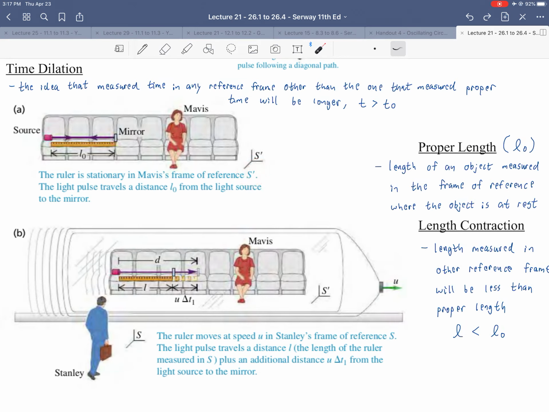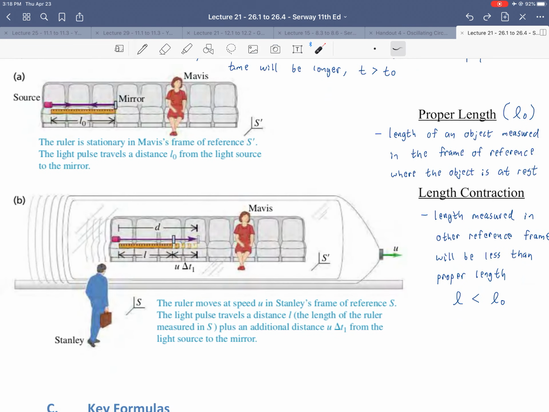The ruler is stationary in Mavis's frame of reference, S prime, that's the way we always denote the moving frame of reference. And the light pulse travels a distance L naught, the proper length, from the light source to the mirror. So that's the distance that Mavis would measure that the light travels from the source to the mirror. We're not interested in events here because there's no time. We're just interested in how far the light travels. And she can definitely lay down a ruler between her sensor and the mirror and physically measure it.